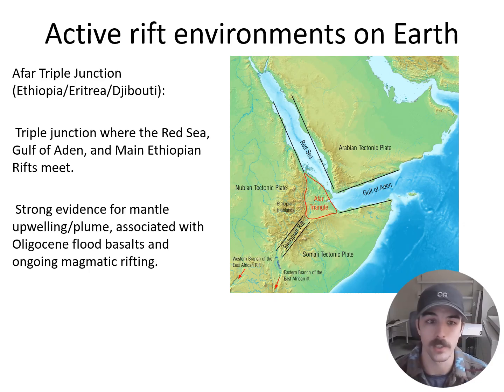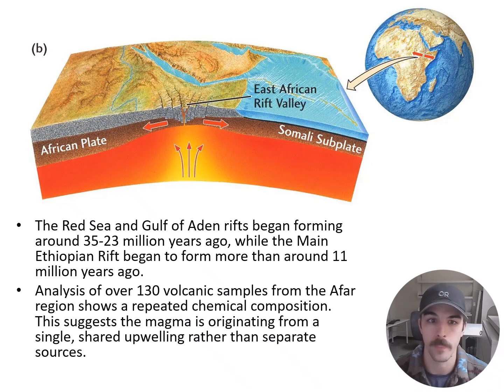We have strong evidence for mantle upwelling associated with Oligocene basalts here and ongoing magmatic rifting. Okay, so we have a bunch of flood basalts going on there, which is a key piece of evidence that this is an active, not a passive rift, right?